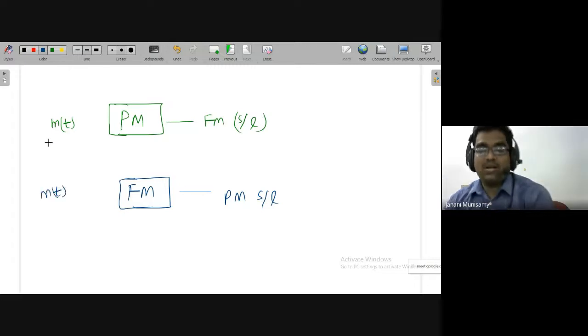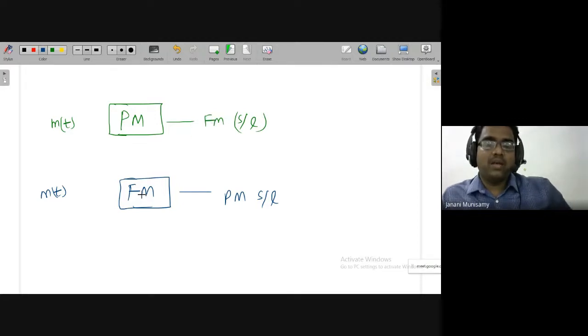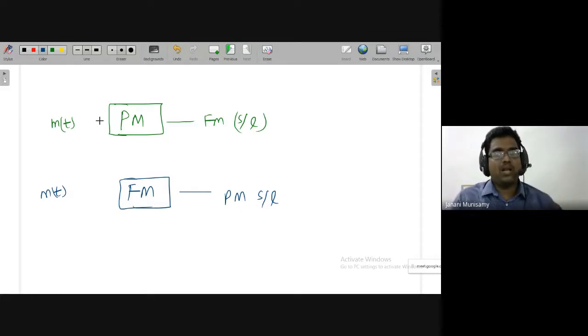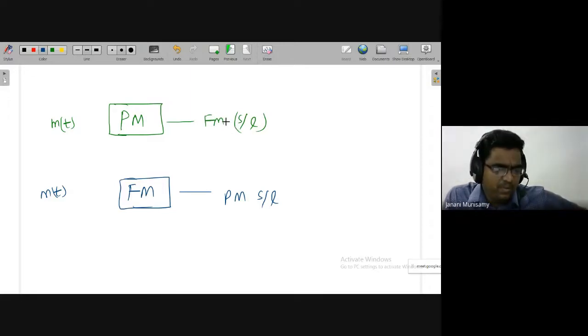Then what I have to do? The scenario is somewhat opposite. I am having a phase modulator, but finally I need an FM signal. Here in the second case I am having a frequency modulator, but finally I need phase modulation. That means what modification, what mathematical modification, I have to do to this message signal before passing through the particular modulator, so that I will get the opposite modulated signal. That is the concept here.